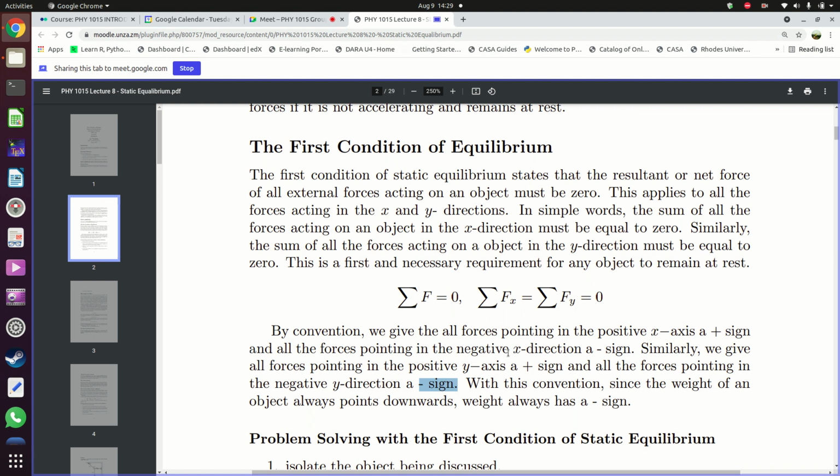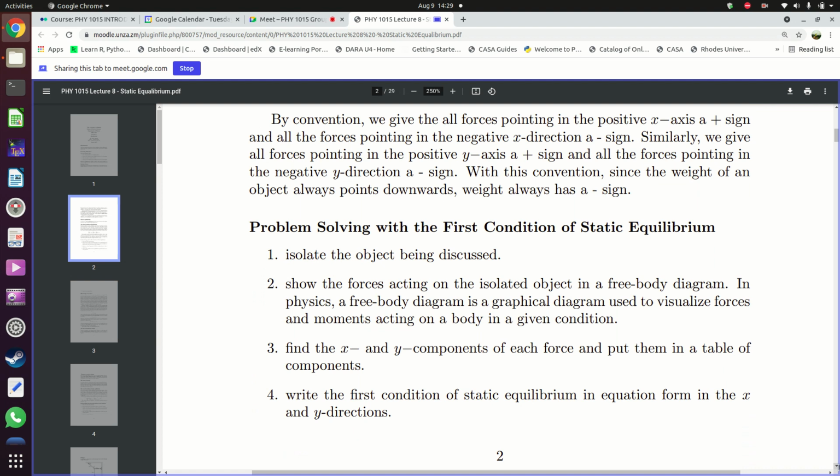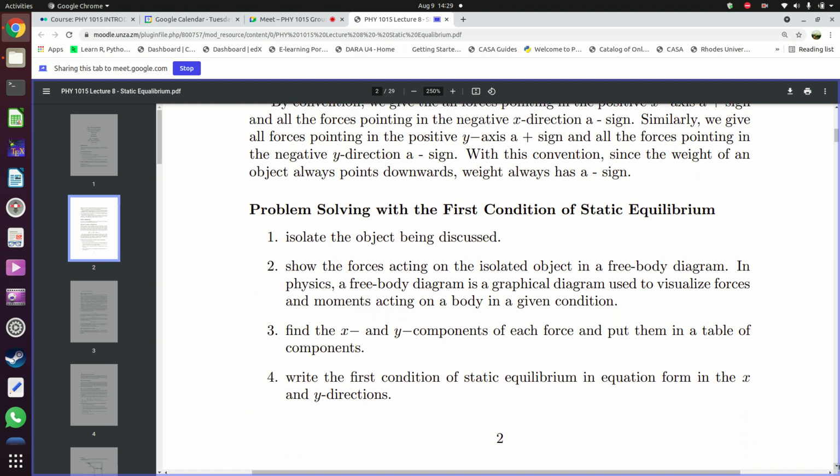When you follow this convention, where a force pointing in the positive x direction is given a plus sign, a force pointing in the negative x direction is given a negative sign, a force pointing in the positive y direction is given a positive sign, and any force pointing in the negative y direction is given a negative sign, we can do the summation. This thing here means add. This is mathematics for summation, to add things up. When you add our forces along the x direction, they will give us 0. When you add our forces along the y direction, they will give us 0 if we are interested in making sure that this particular object remains at rest. Are we clear? Yes, sir.